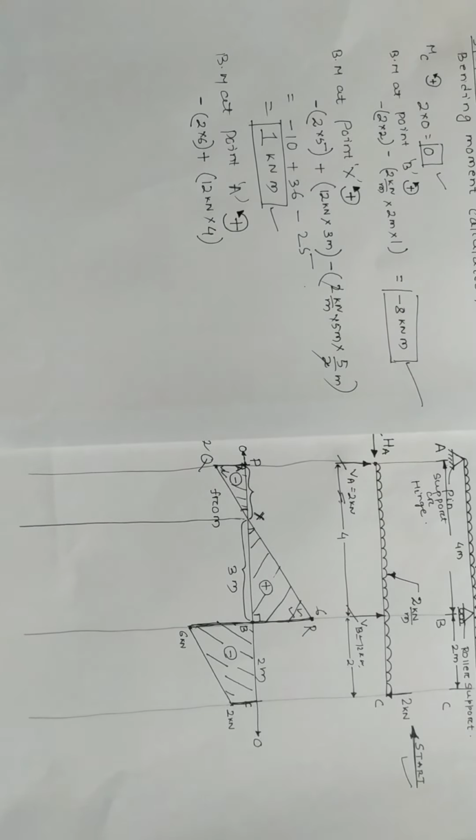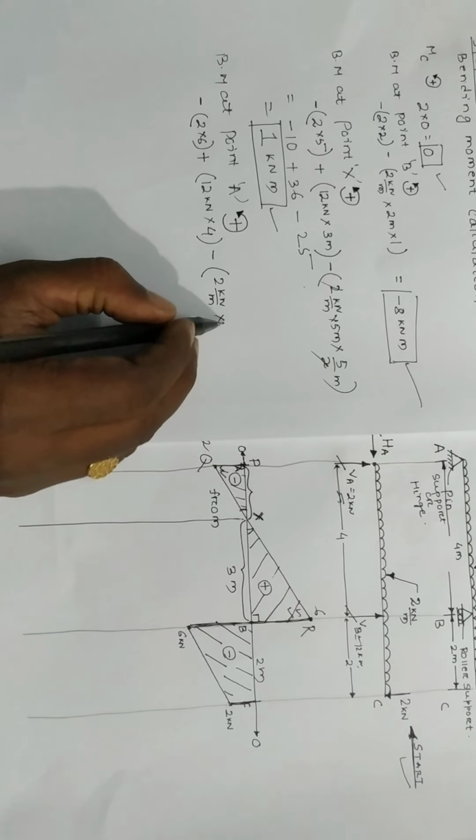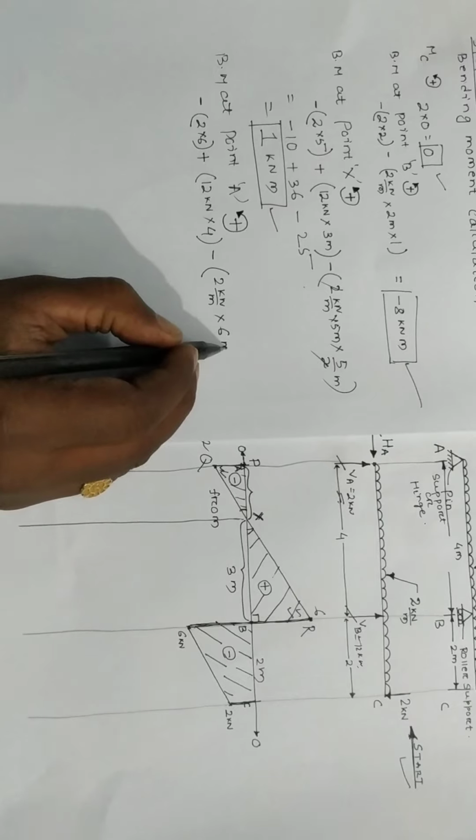Okay, and what other force is there? The UDL, total UDL. What is the total UDL? Total UDL is acting vertically downward. So about point A, it will be clockwise. So this will be minus. What will be the total force? This will be 2 kilonewton per meter spread over the length of 6 meters. So this is the total force.